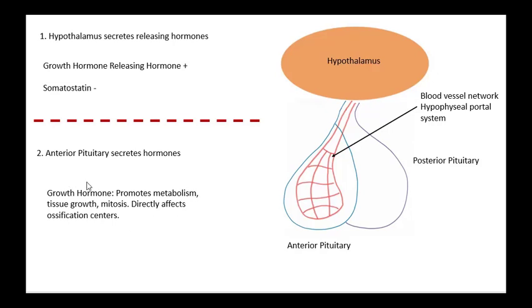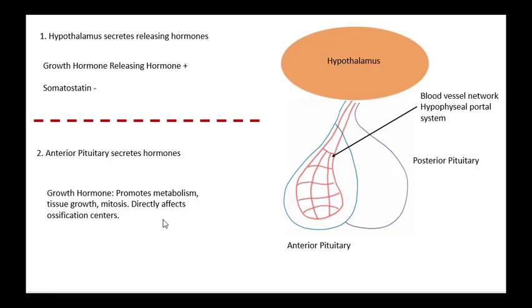Let's start with growth hormone. So growth hormone is secreted by the anterior pituitary in response to two releasing factors secreted by the hypothalamus. One is called growth hormone releasing hormone, and I put a little plus there because it has a positive effect on the secretion of growth hormone by the anterior pituitary. The other one is somatostatin. This one has a little negative sign because it inhibits the secretion of growth hormone.